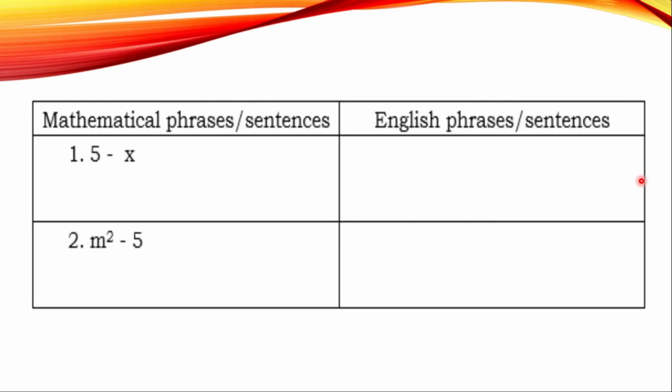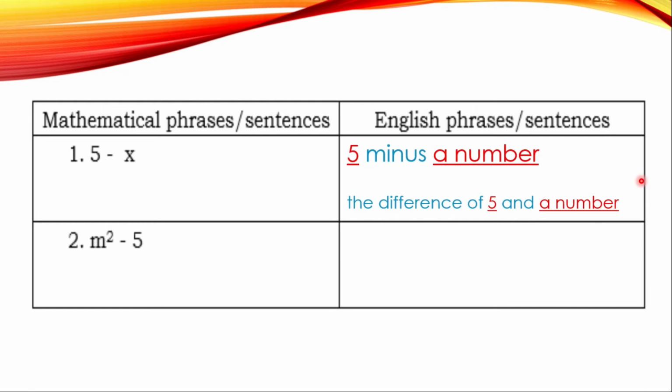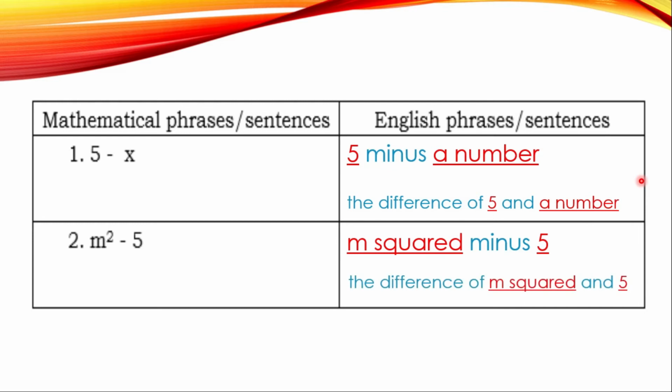Then let's have another examples. Let's translate mathematical phrases to English phrases. So we have in number 1, as you can see, you can read it as 5 minus a number. Kasi yung a number na hindi mo alam ay nire-representa ng x or variable x, hindi yung x mo sis. We can also write that as the difference of 5 and a number. Also, the second one, it is read as m squared minus 5 or the difference of m squared and 5.